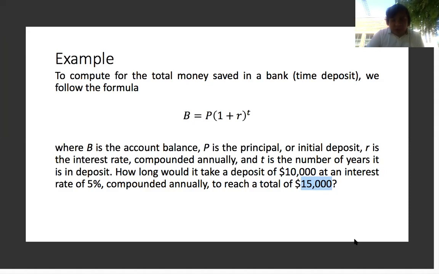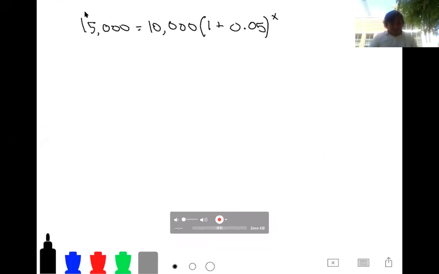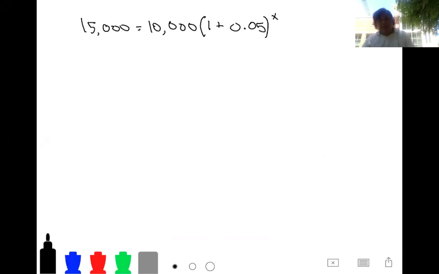So let's go to our whiteboard and continue the solution. Okay, so here we go. As I mentioned, the account balance is 15,000. The initial balance or the initial deposit is 10,000. Interest rate is 5%. So how do we begin solving this one?